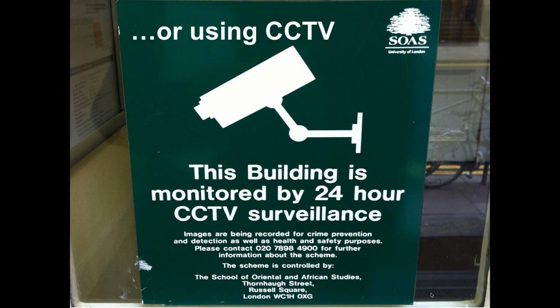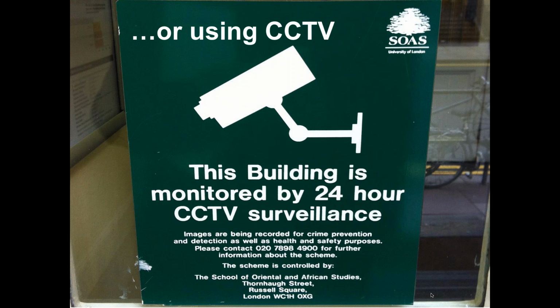Now, if you think back to what I said a few moments ago about what has to be in a privacy notice, you'll note that on this sign it has all the things which have to be in a privacy notice. So it says who the data controller is, in this case the School of Oriental and African Studies. It says what they're going to use the data for. So it says images are being recorded for crime prevention and detection, as well as health and safety purposes. So it explains the purpose.